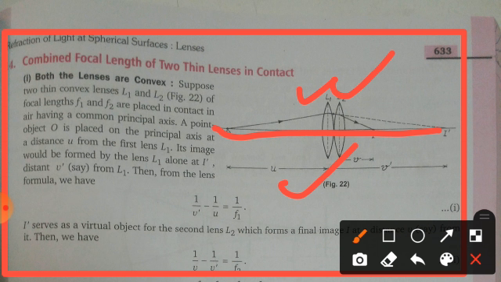A point object O is placed on the principal axis, at a distance small u from the first lens L1, and its image would be formed by the lens L1 alone at I dash. So the image of this object O due to lens L1 forms at I dash, which is at distance V dash from the lens L1.